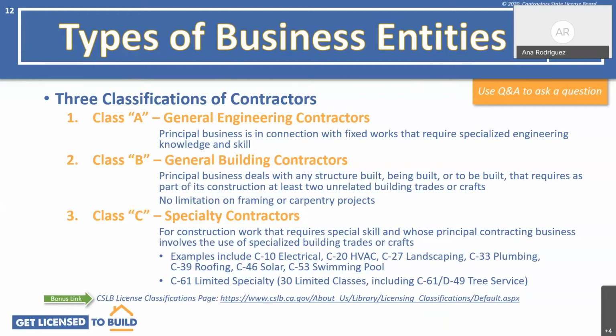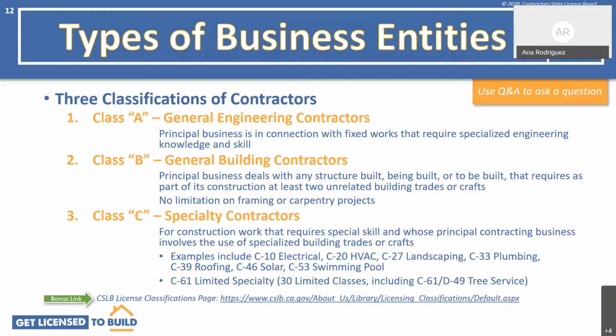First is Class A, or General Engineering Contractors. These are contractors who deal with fixed works that require specialized engineering knowledge and skill. A contractors are the ones that build projects such as freeways, skyscrapers, and dams. Today, there are just over 19,000 A contractors in the state. Next is Class B, or General Building Contractors. This is the largest class of contractors in California, with more than 133,000.